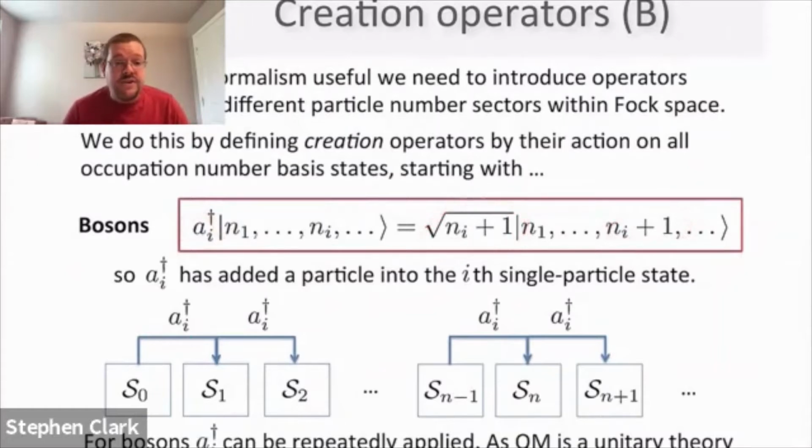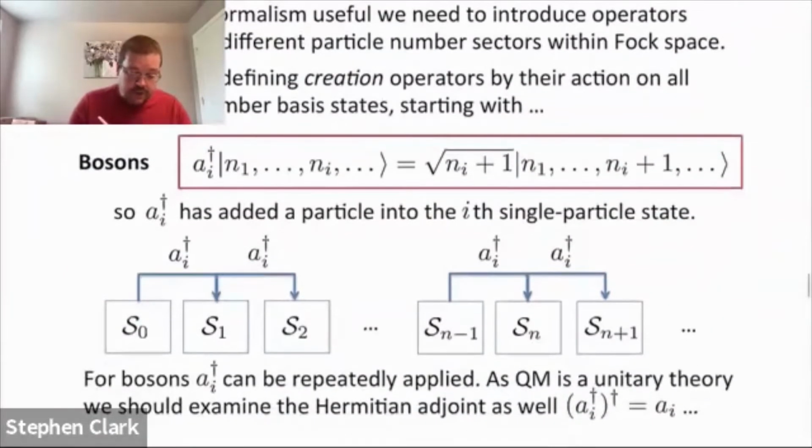Okay, and the reason you use n_i plus 1 will become clear soon, but it's basically because it's a harmonic oscillator. And that means that every time you apply the a dagger operator, you move up one in the particle number subspaces. And because it's bosons, you can apply it multiple times. So you could, in principle, just keep moving up and up and adding more and more particles to the same single particle mode. So you can daisy chain the creation operators on top of each other.